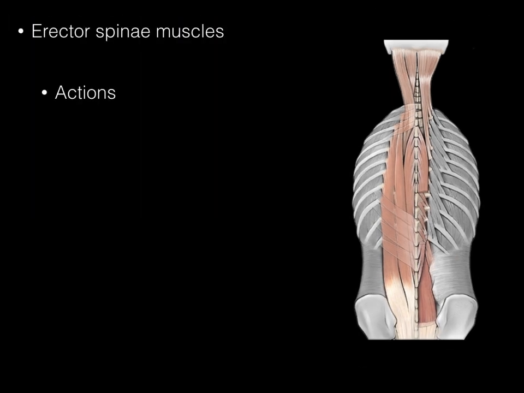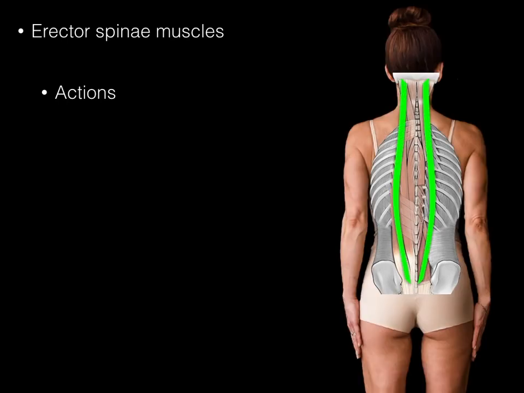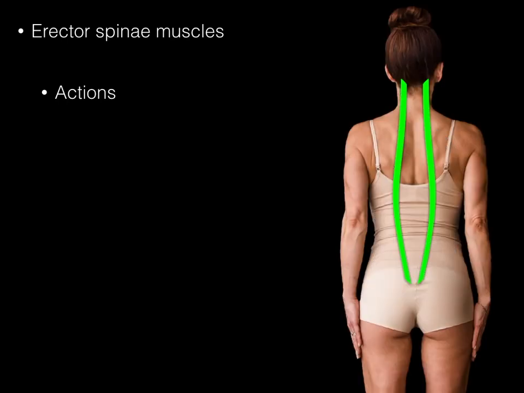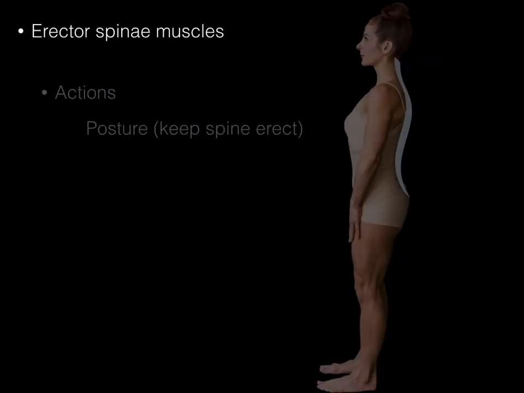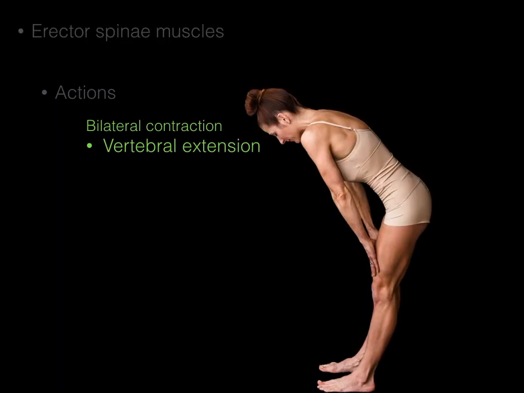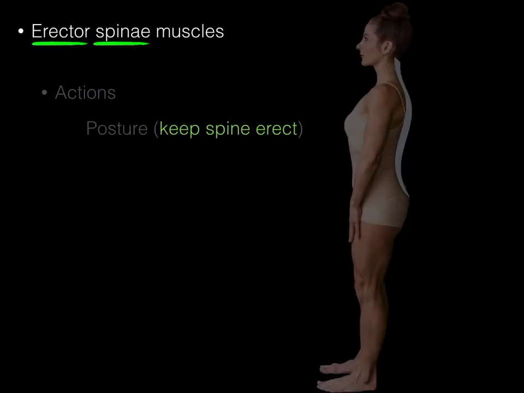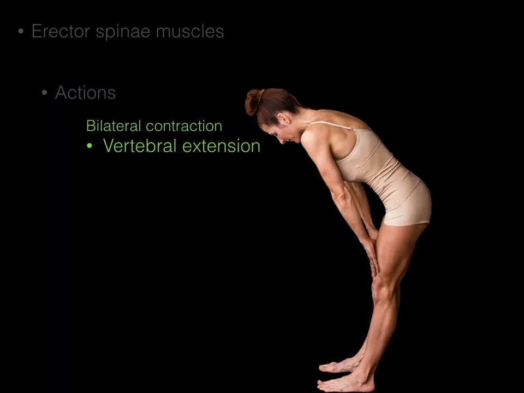The actions of the erector spinae muscles are as follows. These have a lot of postural movements, and so I've just ghosted in there these muscles and their posture. They keep the spine erect. The term erector spinae literally means keep the spine erect.